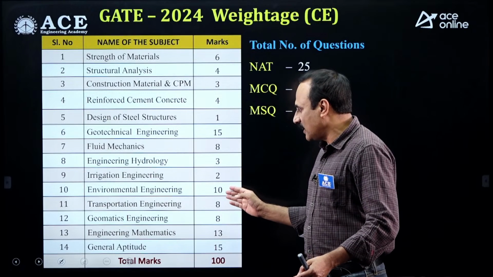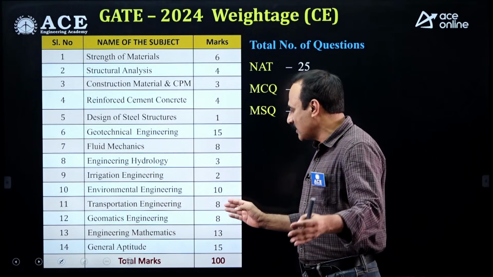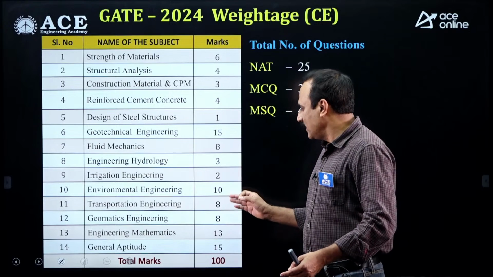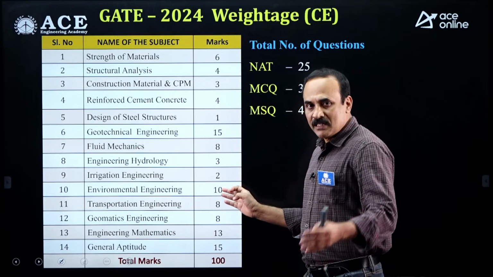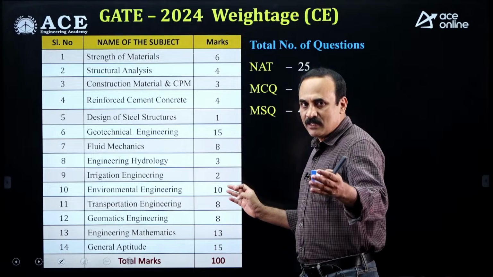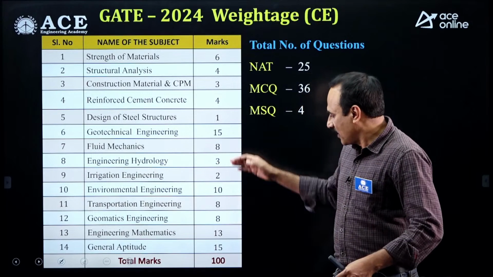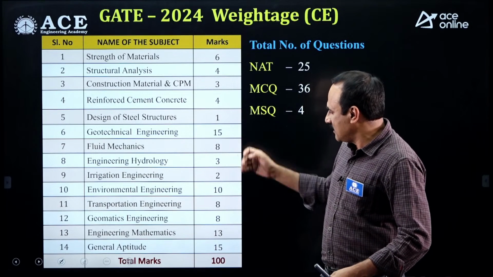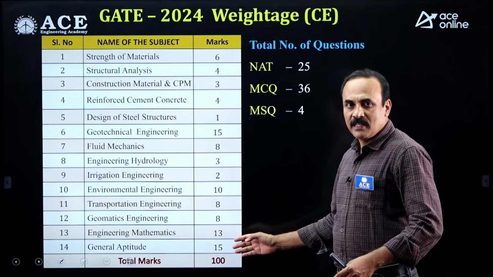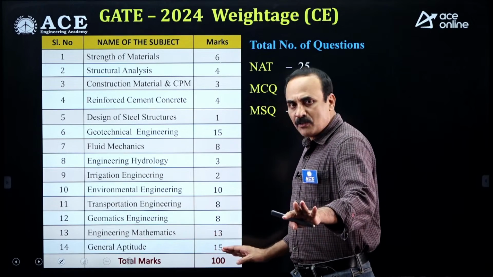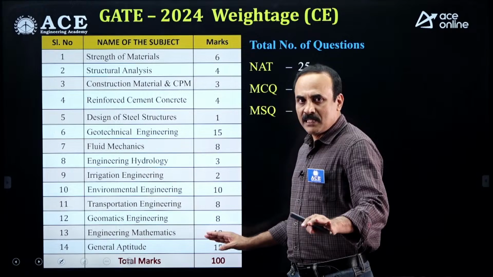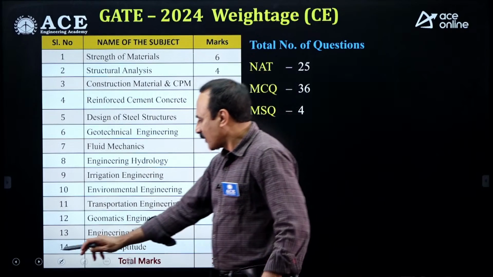In the morning session, transportation was around 11 marks. Now it has come down to 8. Environmental, previously in the morning session, was 8, now it is 10. Fluid mechanics weightage is slightly higher here, and mathematics slightly increased, while general aptitude is fixed.